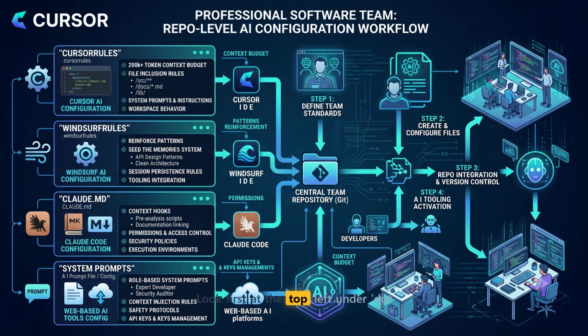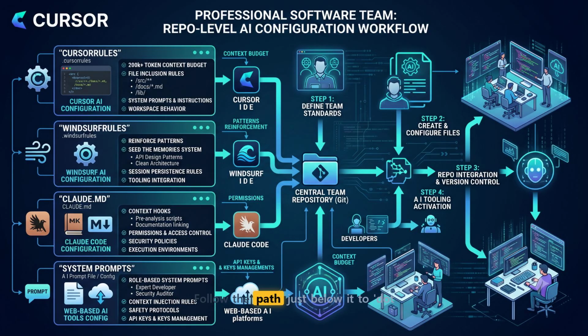Look first at the top left under cursor rules. This file is critical. It defines our Cursor IDE context budget, and it is a massive 200,000 tokens. You can see the fields listed here. We define exactly which directories are indexed and crucially which specific patterns are current and allowed and which are deprecated. This stops Cursor from hallucinating old legacy code and forces it to suggest the correct architecture for this exact code base.